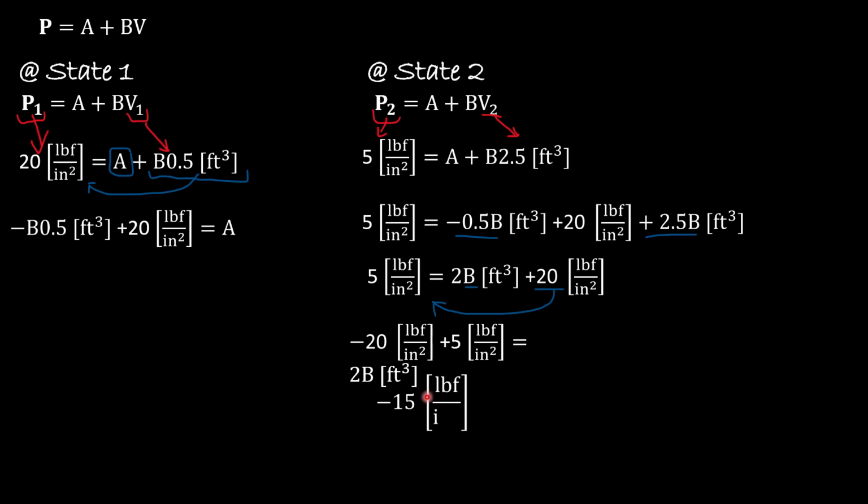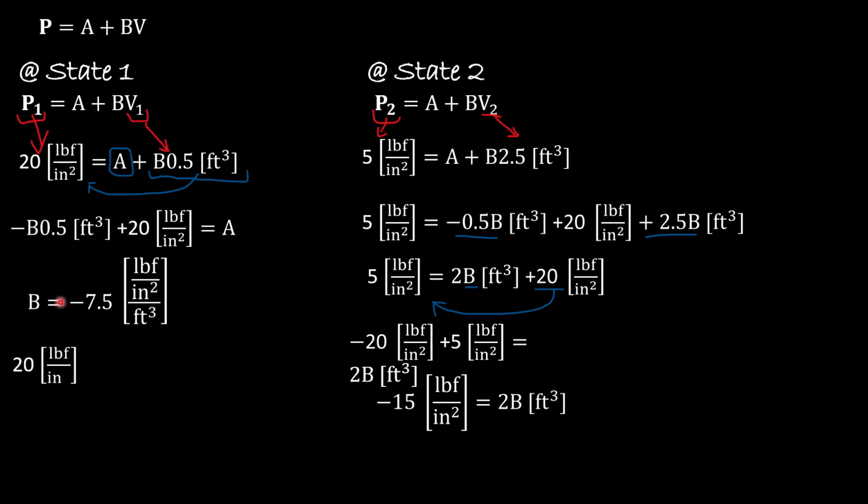So now we can solve for this. It will be minus 15 pound force, because... to B. So now we can solve for B by dividing minus 15 by 2. It will be minus 7.5. And here's the pound force per inch squared right here. And the feet cubed, we take it to the other side of the equation by division. So this is the unit for B.